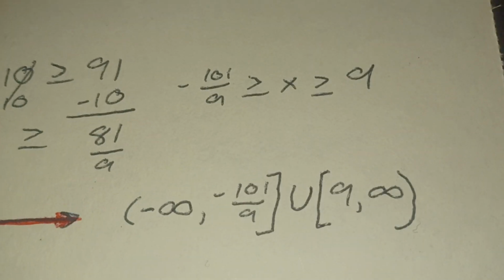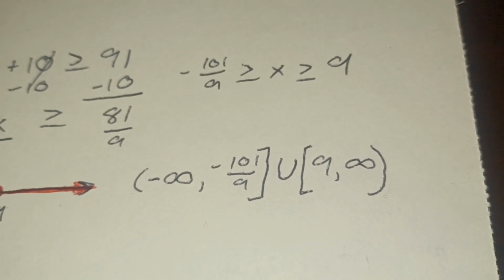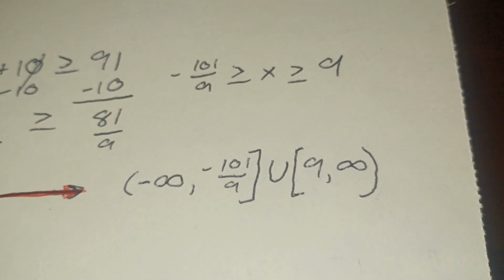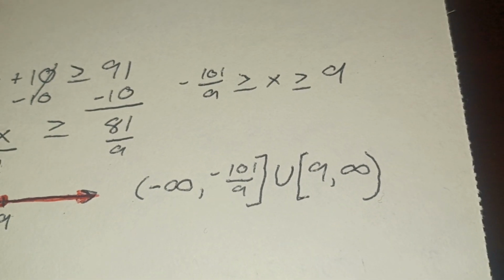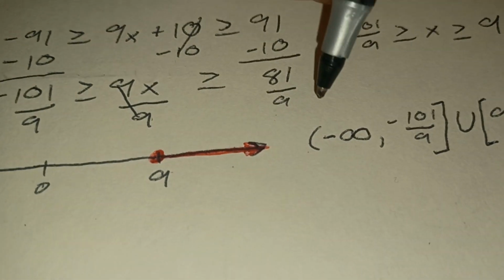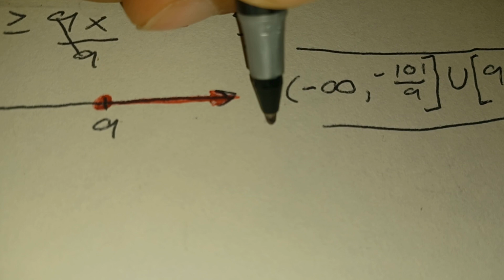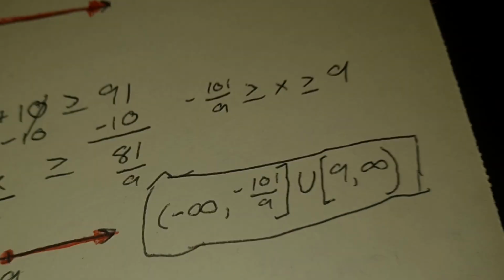Negative infinity to negative 101 over 9 bracket, union, 9 bracket to positive infinity. That's what this is telling you. This is going to be your notation. Sorry about that. That's going to be your notation.